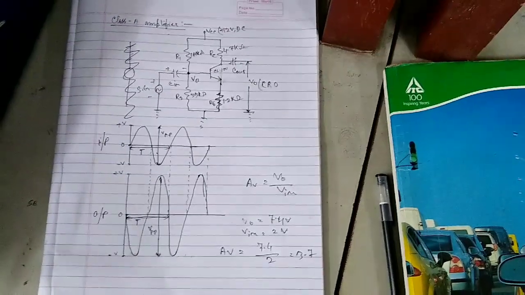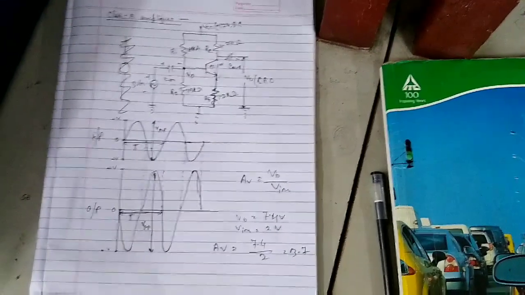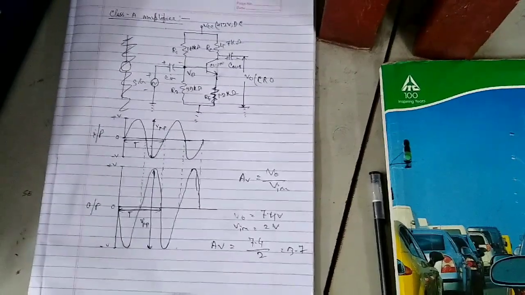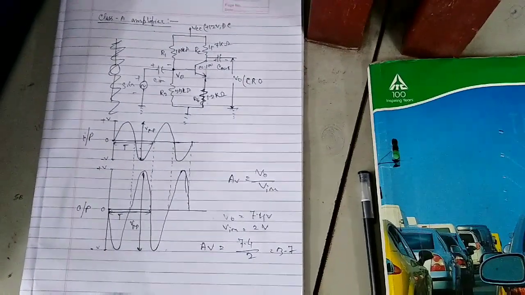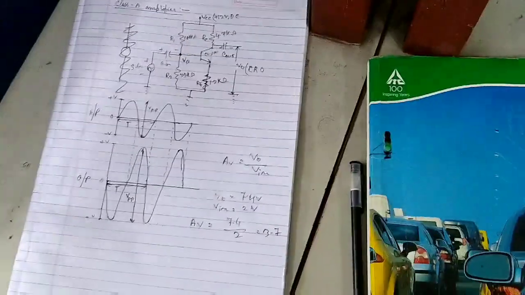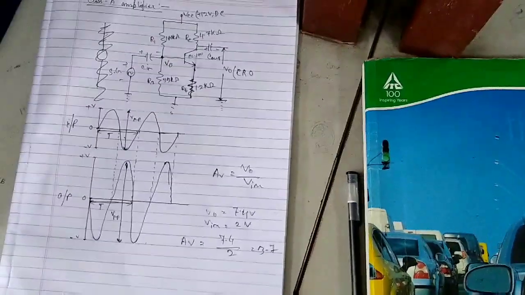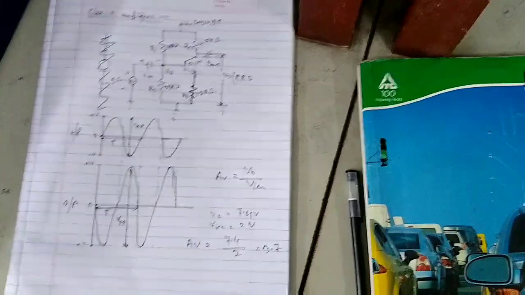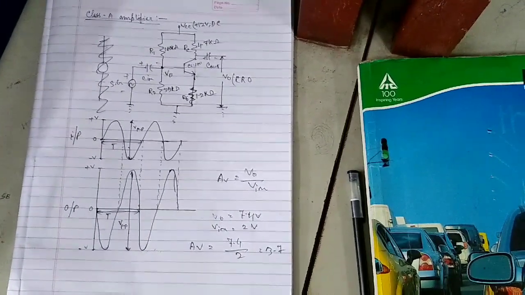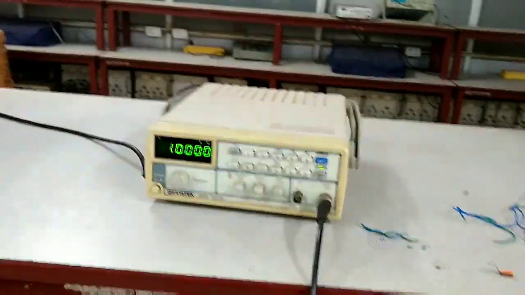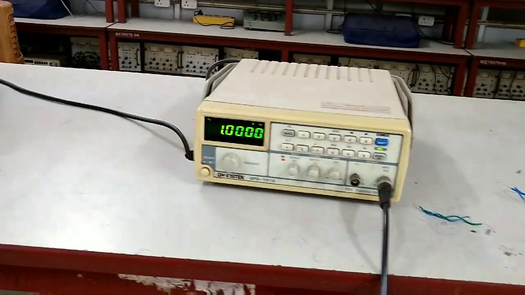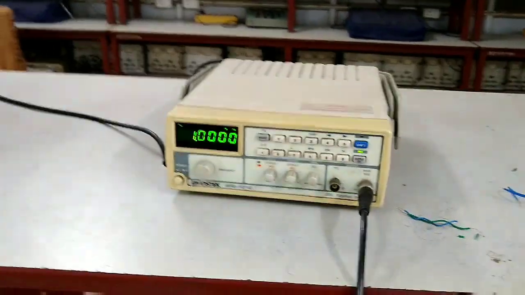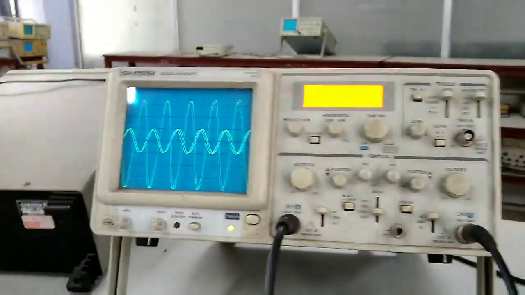Okay, so we need to find out the active region of the circuit. For that we need to find out the bandwidth of the circuit. So let's check how to find out the bandwidth. We will be increasing our frequency from the input side, and we'll check the output voltage. For bandwidth calculation, we need to increase and decrease the input frequency and check the output voltage.